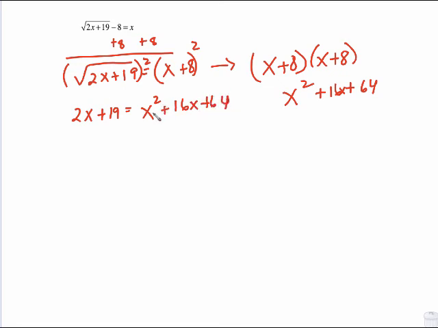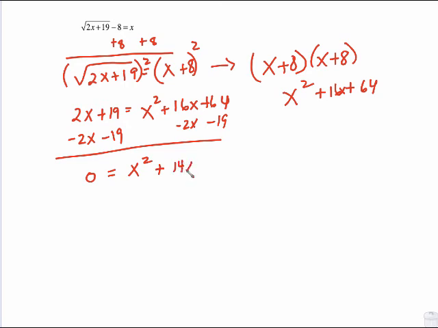Our strategy, because there's an x squared in the problem, is to get everything over on one side equal to 0. So subtract 2x from both sides, subtract 19 from both sides, gives me 0 equals x squared plus 14x plus 45. And then we are ready to factor. Both signs are positive, and we're saying what multiplies to give you 45, that adds to give you 14, is 9 and 5. So solve each of these, and we will have x equals negative 9 or negative 5.